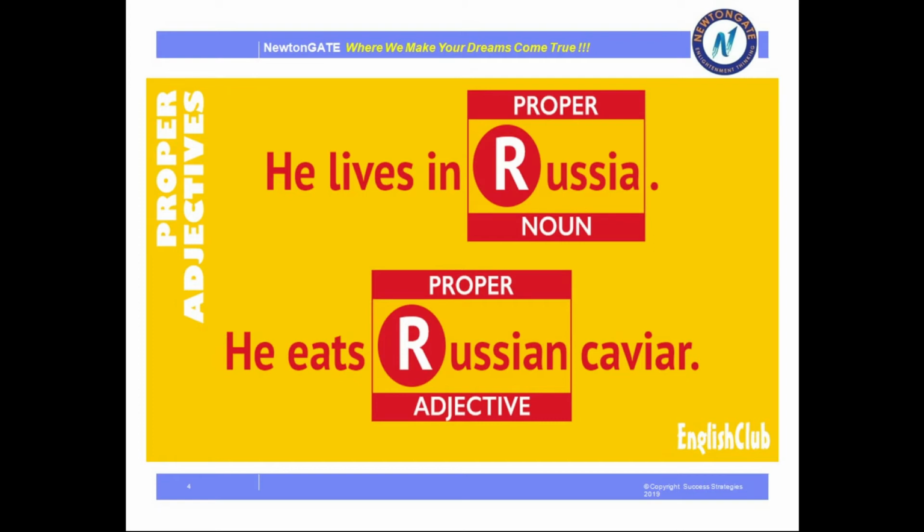Now, in the second part, it is written, he eats Russian caviar. So, Russian caviar is not a noun. It is the name of a food. For that reason, it is a proper adjective. What he likes to eat, he likes to eat Russian caviar.